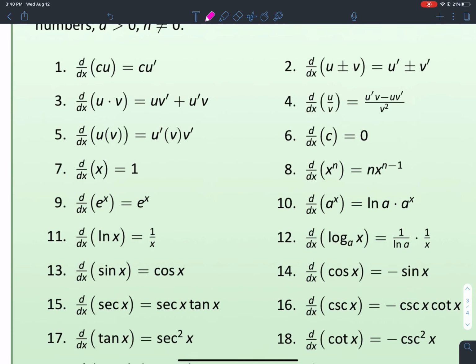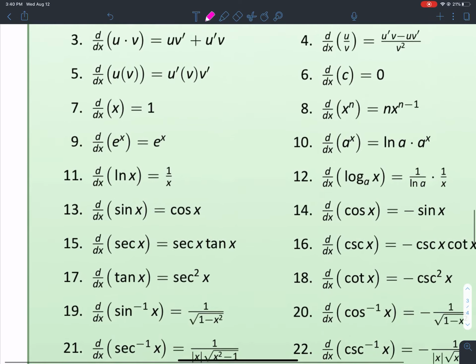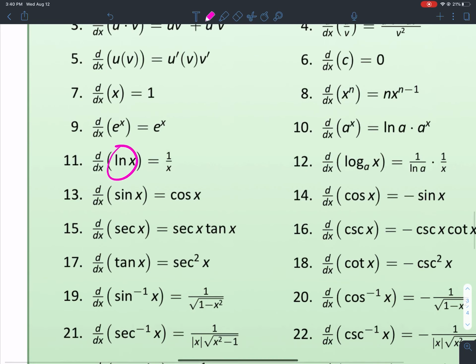Now, the chain rule says I take the derivative of the outside, which is u prime, times the derivative of the inside, which is v prime, okay? So the outside is u prime of v, and the inside is v prime. The derivative of x is just 1. The derivative of e to the x is e to the x. The derivative of natural log of x, which we're going to prove here in just a second, is 1 over x, okay?